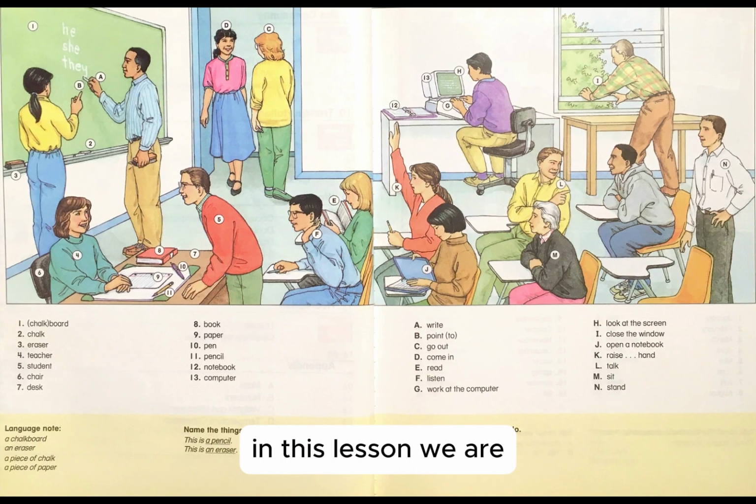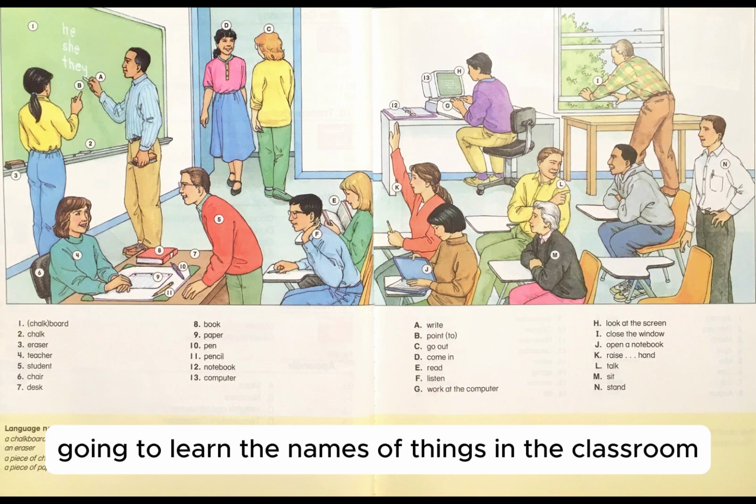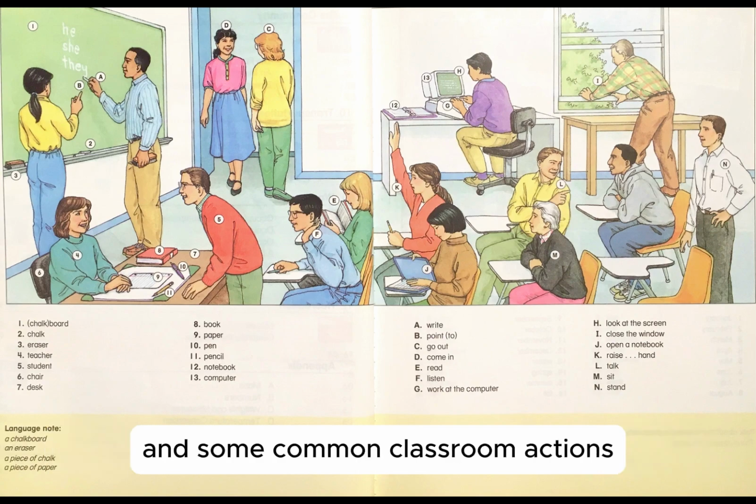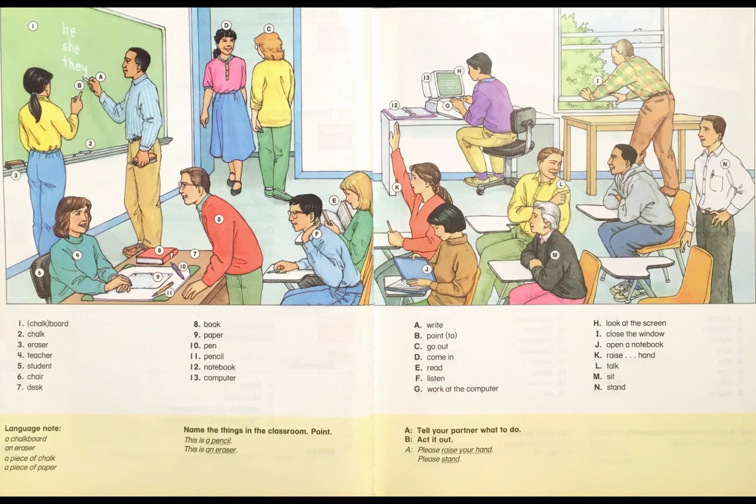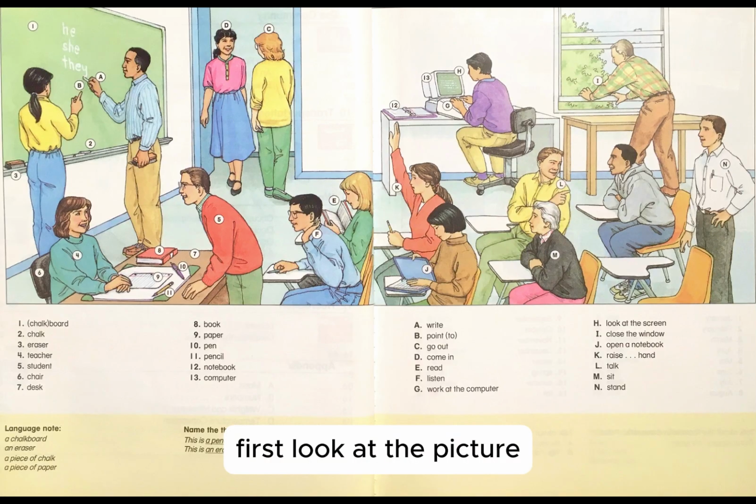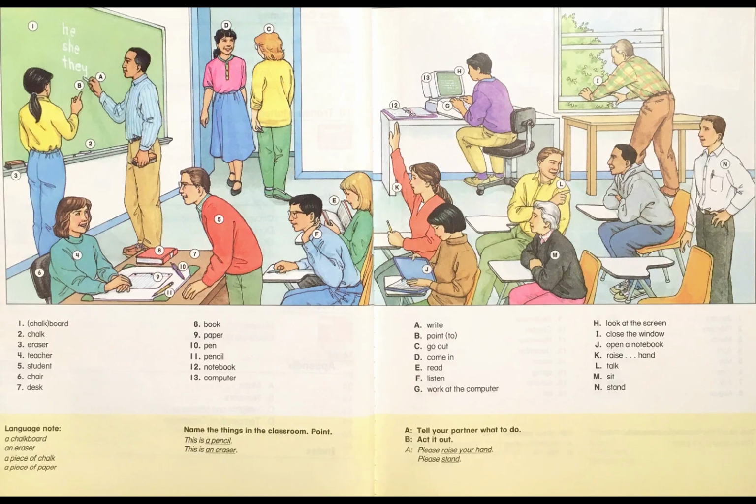In this lesson, we are going to learn the names of things in the classroom and some common classroom actions. First, look at the picture. What do you see? This is a classroom. There are students, a teacher, and many objects. Let's learn their names. Classroom objects.